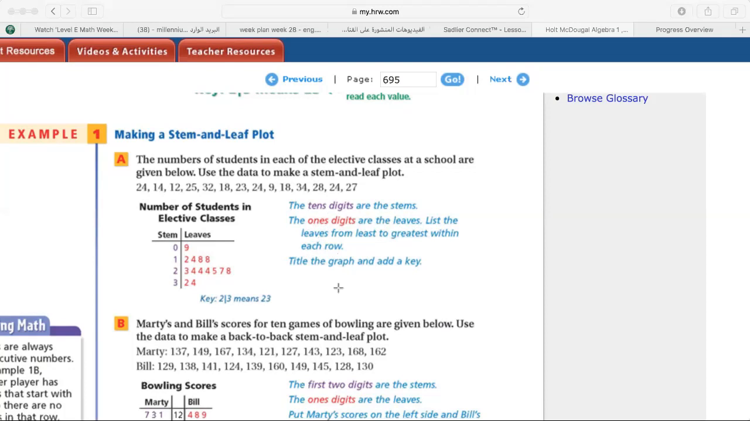So first of all, what is the least number here? From those numbers, where is the least number? Who will tell me? The least number is 9.